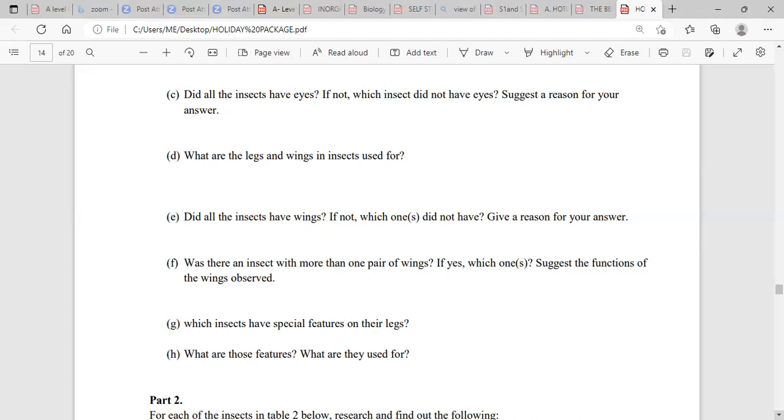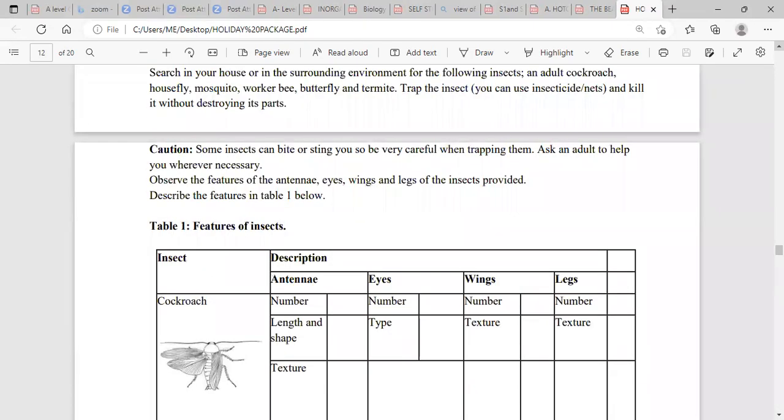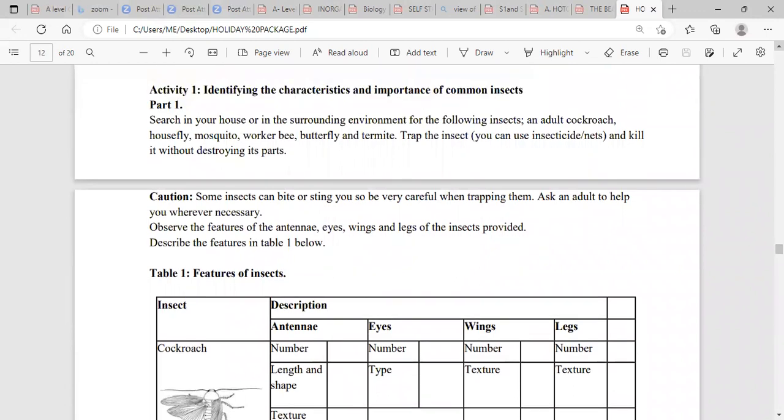You can look at the worker bee, look at a housefly, observe carefully, look at a cockroach, look at a butterfly and a mosquito, and see which of these insects have special features on their legs. What are they and what are they used for? What role do these features that are specific to these insects on their legs play, what is the significance of such features? That was part one, where we are identifying the characteristics of insects that we are always interacting with in our environment.